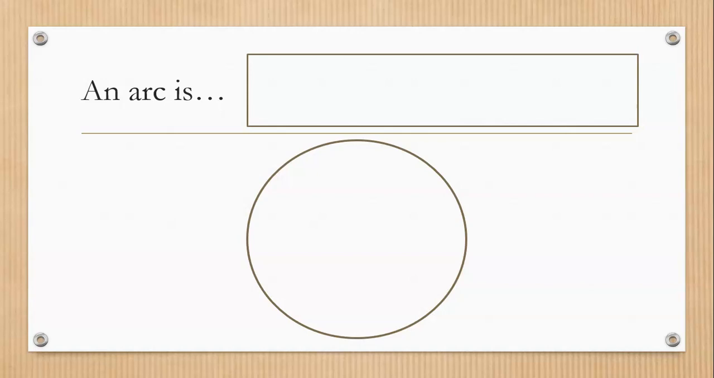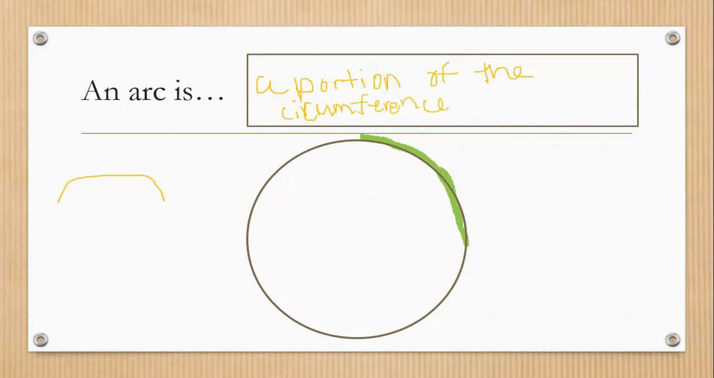So what is an arc? An arc is actually a portion of a circle. So look, we can highlight it. There's an arc. If you were to draw it with your pencil tool, it might look like this, right? So an arc is a portion of the circumference of a circle. Circumference. It's just a part of that outside edge of the circle.